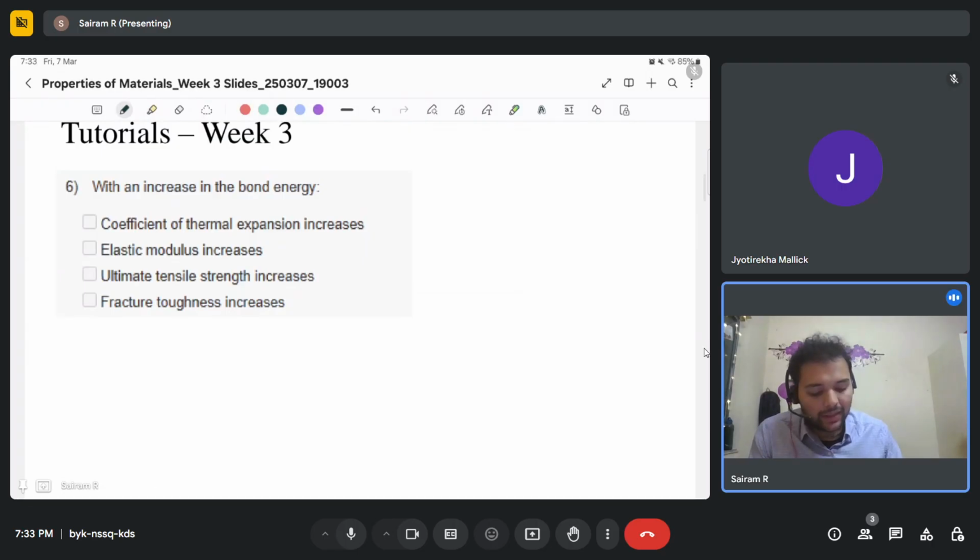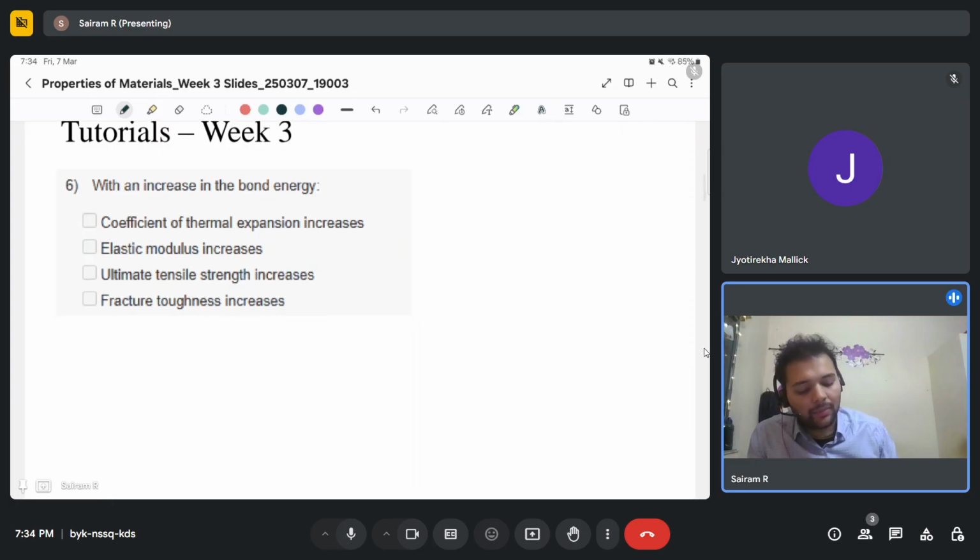With an increase in the bond energy, what could happen? Coefficient of thermal expansion increases, elastic moduli increases, UTS, ultimate tensile strength increases, or the fracture toughness increases. As we discussed in the last lecture of the previous week, the 10th lecture, and the first lecture of this week, we discussed the atomic nature of elastic moduli.